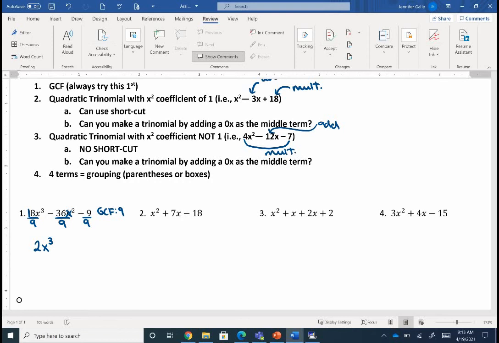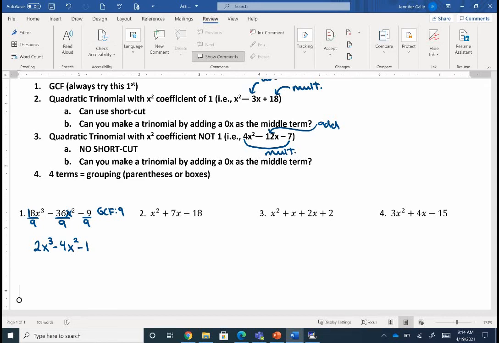36 divided by 9 minus 4x squared. There's nothing to change the x squared. And then this one I definitely wanted to show because I still have a few people thinking that if I have something like 9 divided by 9, it means there's nothing left. There's really a 1 there. I have to have that placeholder.